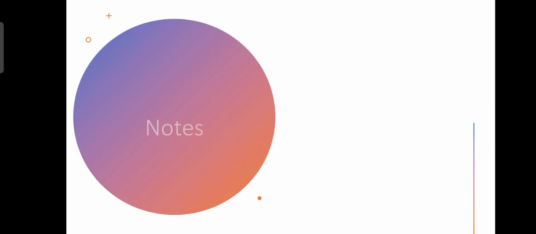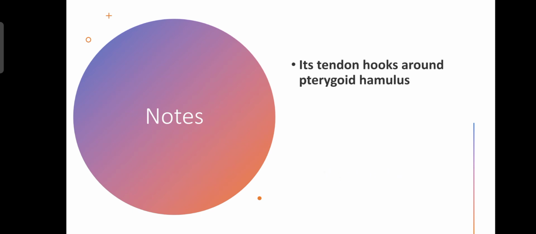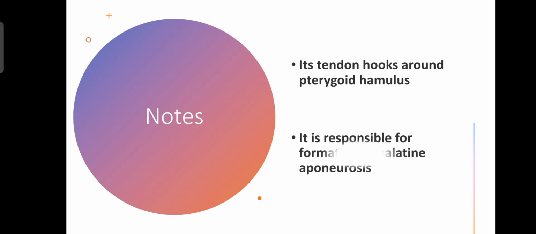I have some important notes to tell you about the tendon of tensor veli palatini. It hooks around the pterygoid hamulus, and the tensor veli palatini is the muscle responsible for formation of the palatine aponeurosis by joining the right and left muscle across the soft palate in the area called palatine aponeurosis. This information is definitely coming in your board exam.